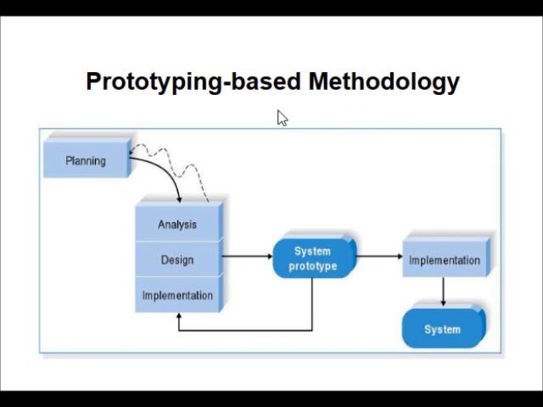Prototyping based methodology: planning, analysis, design, implementation, then system prototype, and then again go back and do analysis, design, and implementation, then final implementation of the system. So first, in the case of prototyping, we first develop the system prototype and again go back to do all these three: analysis, design and implementation for the final implementation of the system.